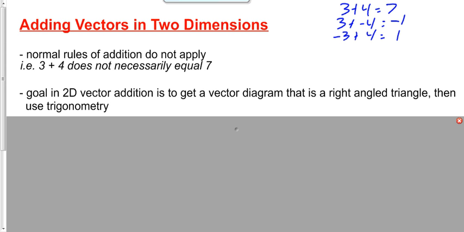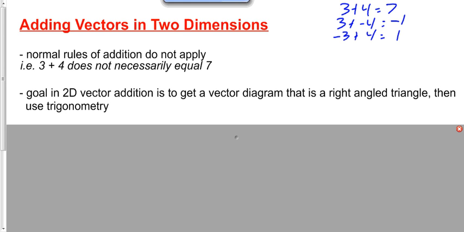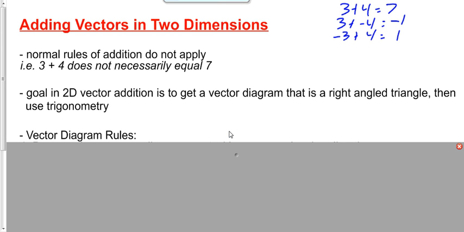The goal is always to get a right-angled triangle vector diagram. Now, you don't even really know what a vector diagram is yet. You'll see in just a moment here. But you know what a triangle is, right? From our vectors, our 3 and our 4, we need to get a triangle. It's in the form of a vector diagram. And then we need to use a little bit of trigonometry, including sine, cos, tan, and including the Pythagorean theorem. So let's learn to draw these vector diagrams that we turn into these right-angled triangles and then use some trigonometry on. Here's the rules. There's 3 of them.